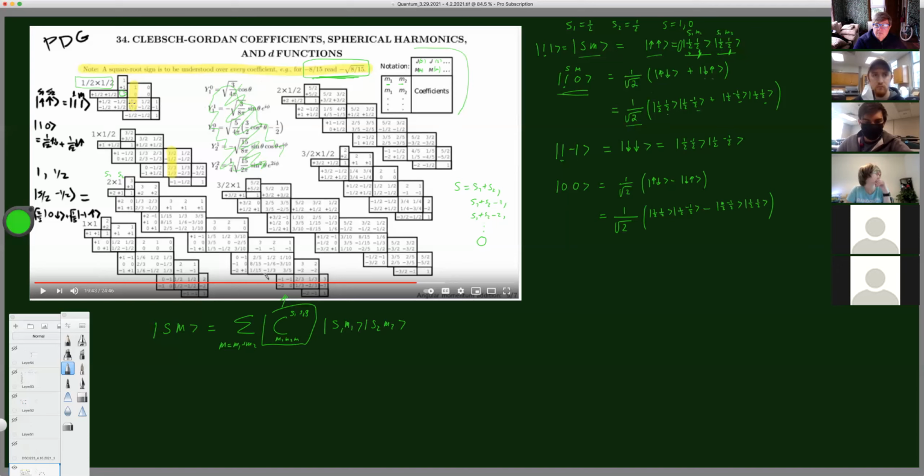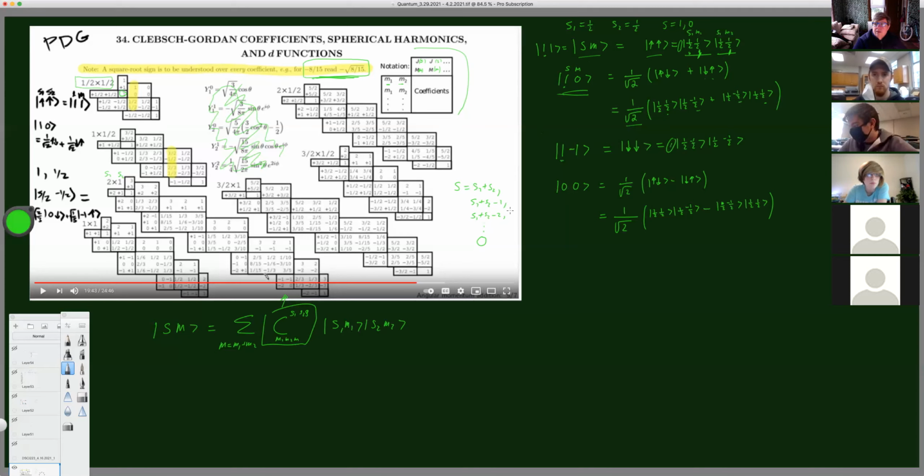And then let's look at 1 minus 1. That's the other triplet. We have total S equal 1, total M equal -1. The two states are down, down. So M1 is -1/2, M2 is -1/2, and we get a coefficient of 1, which indeed we have.